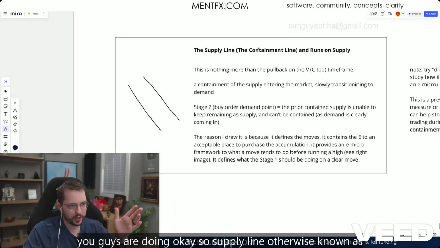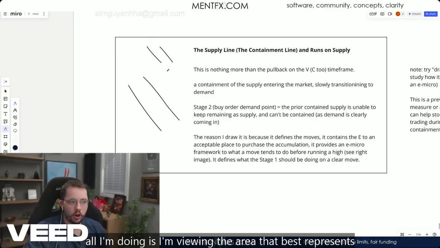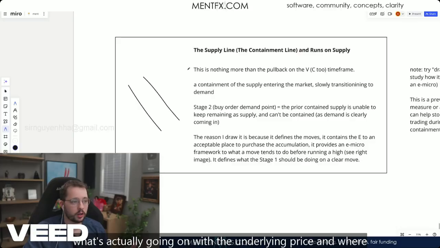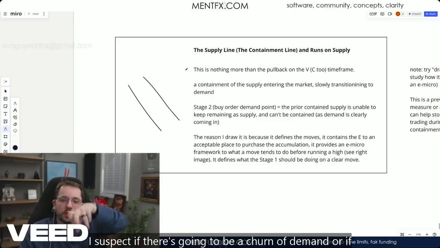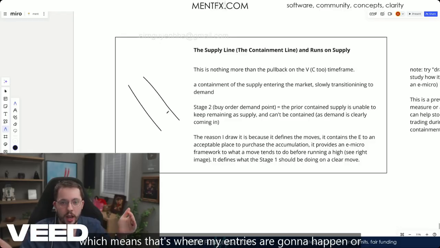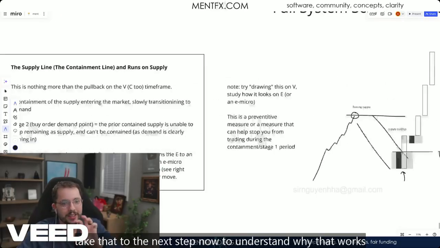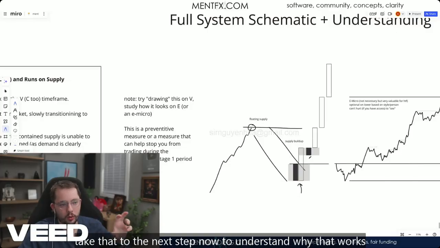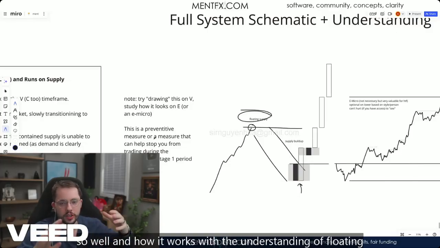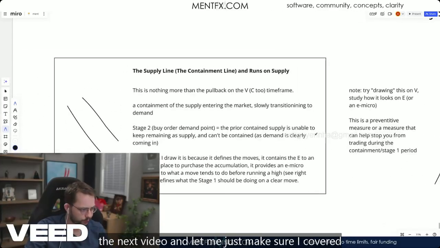So the supply line, otherwise known as the containment line, when you see me draw that on my chart, all I'm doing is viewing the area that best represents what's actually going on with the underlying price and where I suspect, if demand is going to overturn supply, at what point that'll be, which means that's where my entries are going to happen, or above that point. That's how that simply works. And we're going to take that to the next step now to understand why that works so well and how it works with the understanding of floating supply and continuations on actual highs. But that'll be in the next video.